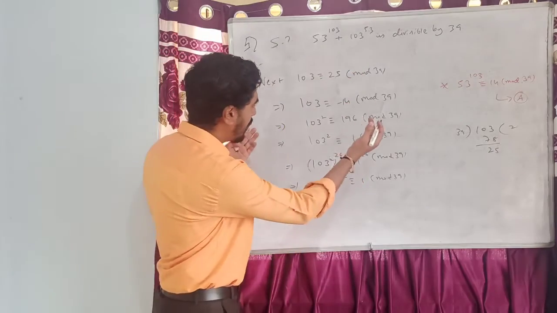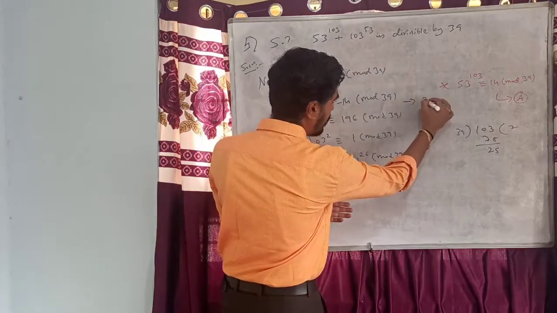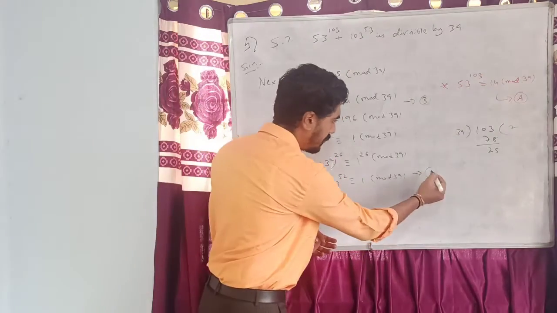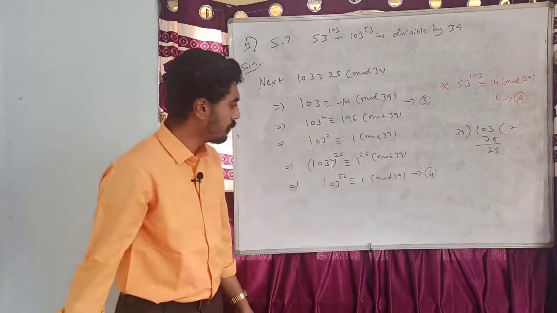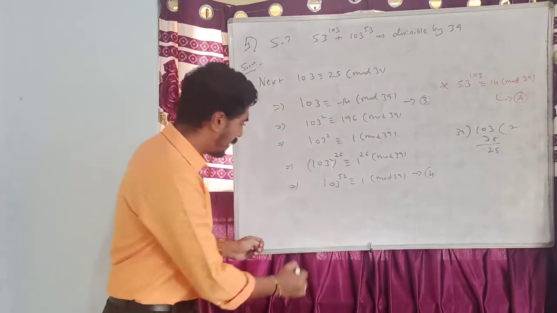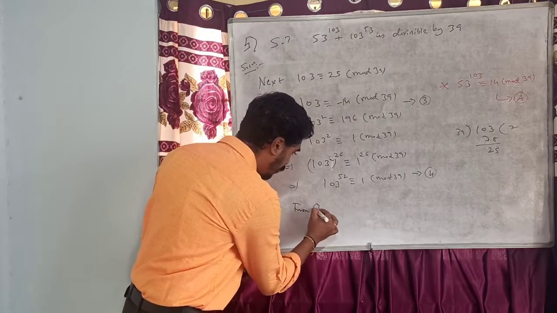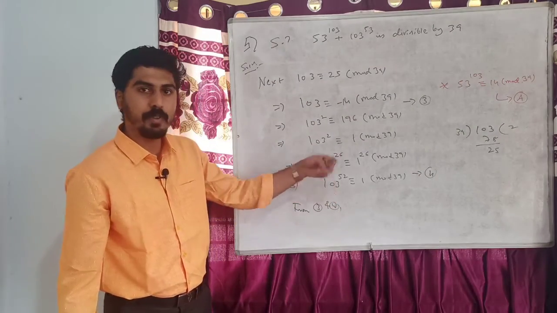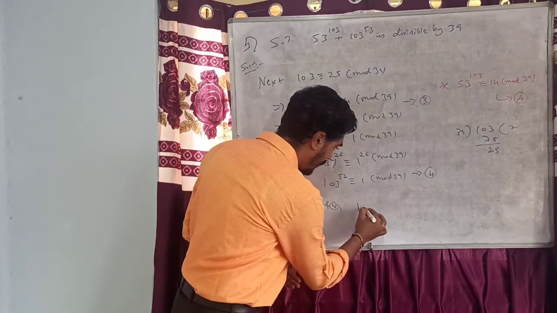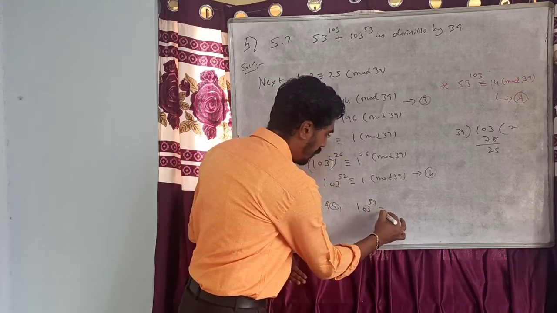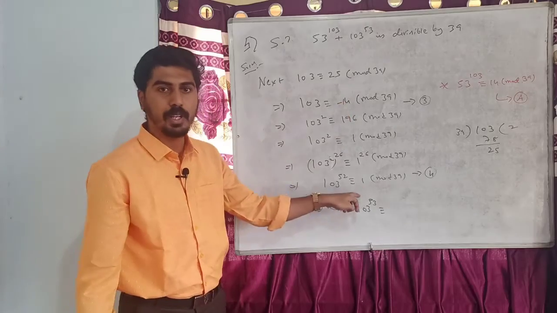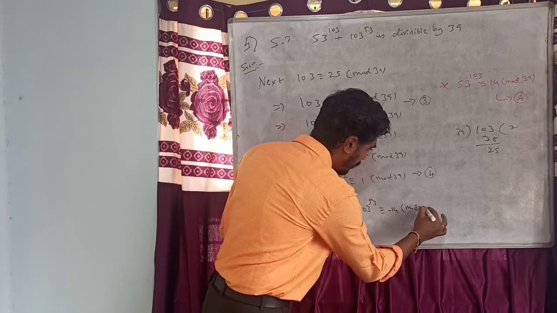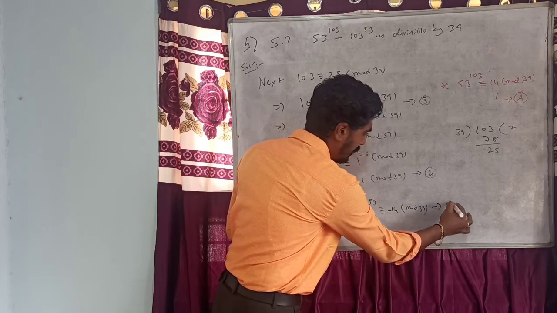So I multiply these two congruences. Let me take this as 3 and this as 4. When I multiply these two congruences, I get from 3 and 4, 103 into 103 power 52, which is 103 power 53, is congruent to minus 14 into 1, which is minus 14 modulo 39. Let us take this as B.